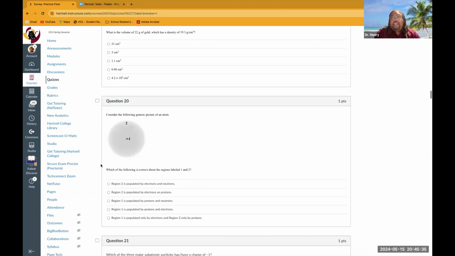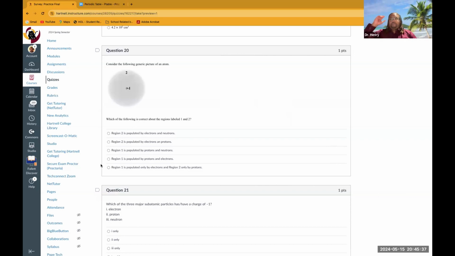Okay, you guys ready for the next one? 20. Says, which of the following, oh, I'm sorry. Considering the following generic picture of an atom, which of the following is correct about the regions labeled 1 and 2?